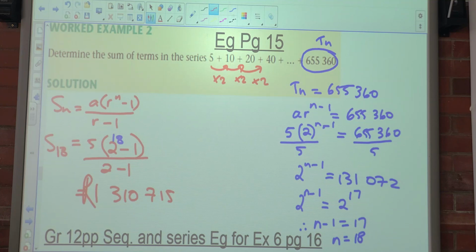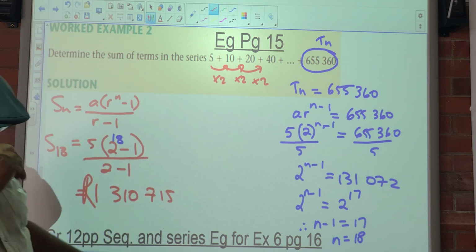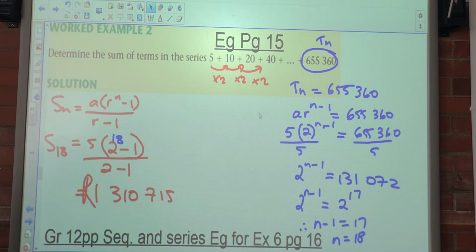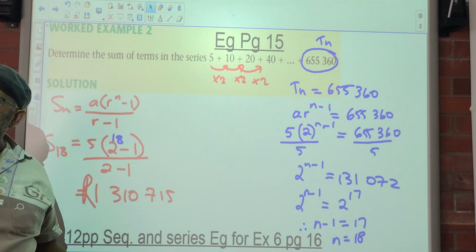Right, you guys understand? Yes, sir. Any confusion? Something like this is probably worth like 4 or 5 marks. Can you believe matric is so easy?